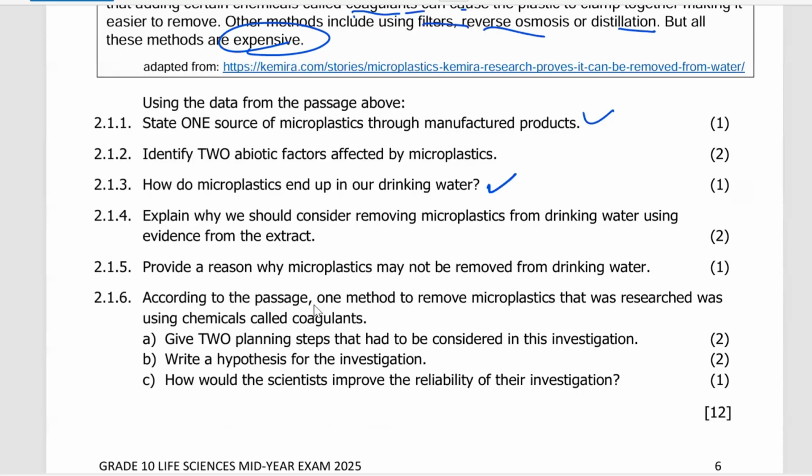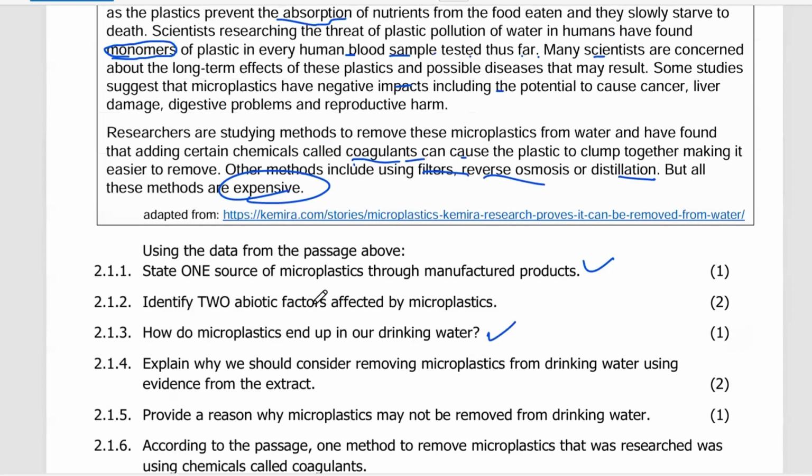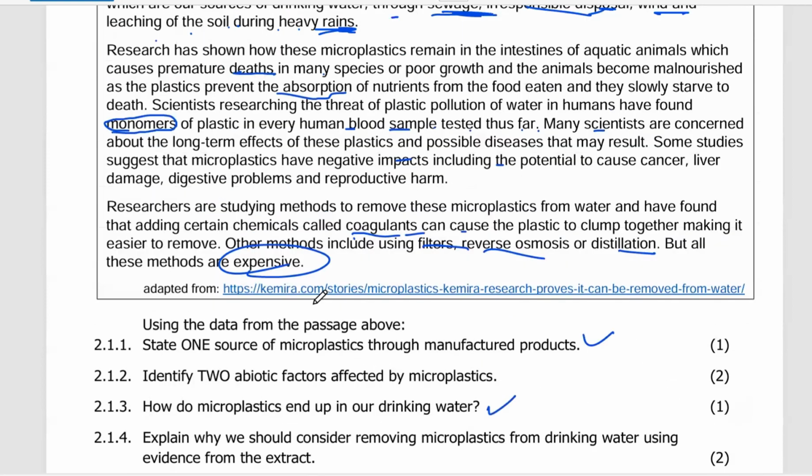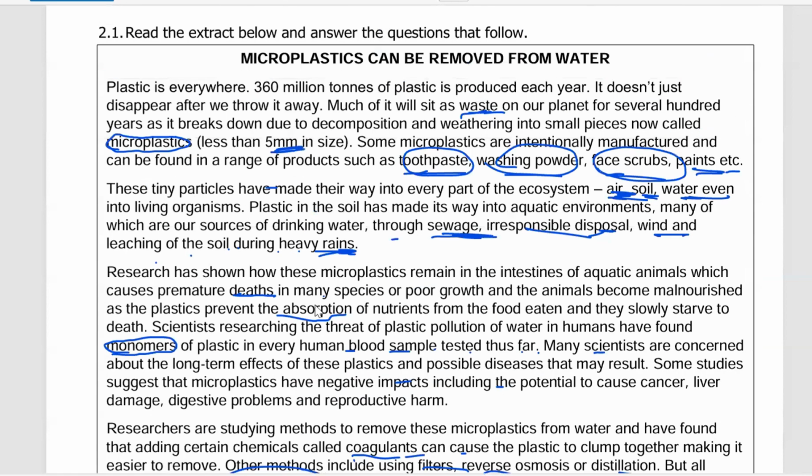So we are done with that. They're saying explain why we should consider removing microplastic from drinking water using evidence from an extract. So first of all, they remain in the intestines. We talked about how many scientists consider that the long-term effect of plastics may result in cancer and liver damage.